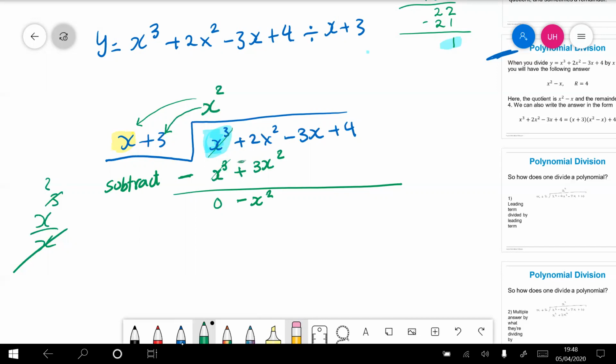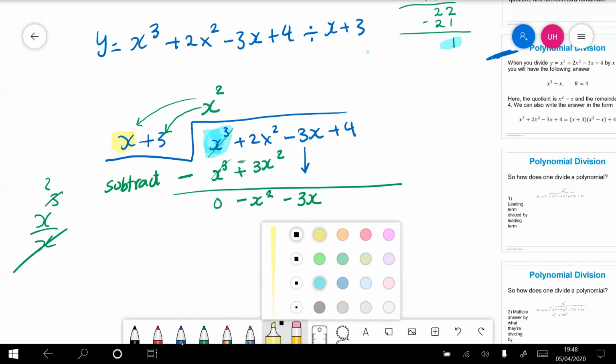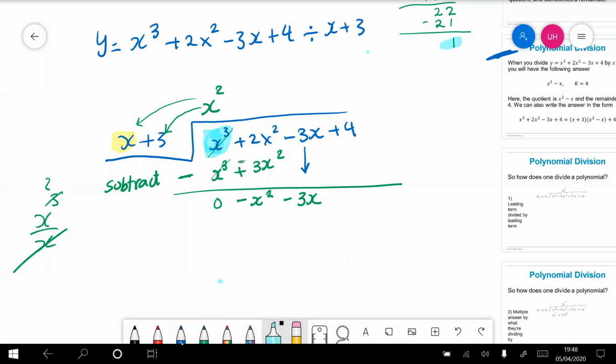So now we finish from this. We need to put this term down here. So this is going to be minus 3x. And now we again start with the leading term, in this case the minus x squared. The leading term now is the minus x squared.